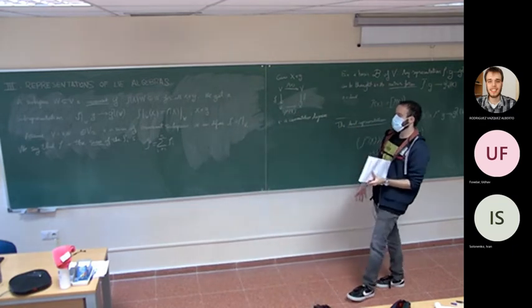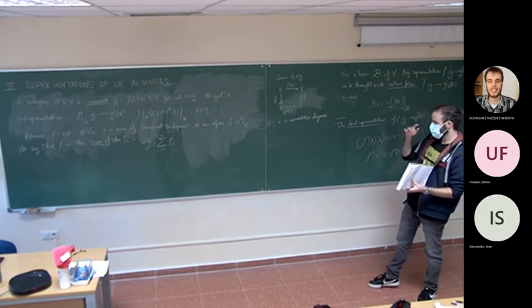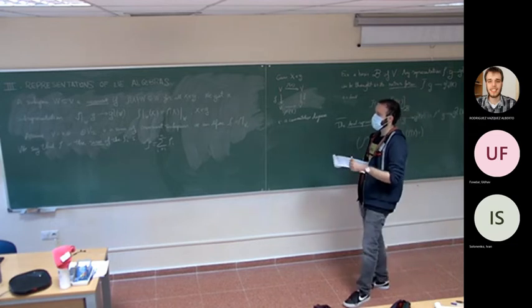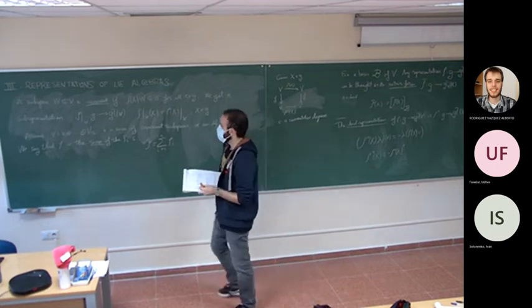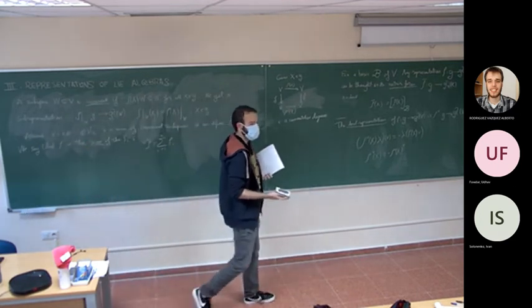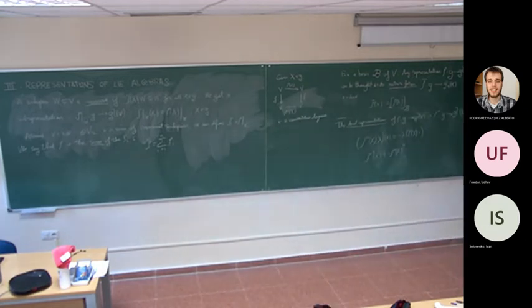And the matter of reducibility and irreducibility and complete reducibility is simply defined by the behavior of these invariant subspaces, if there exist invariant subspaces or not, and also if invariant subspaces admit complementary subspaces. So it's like a generalization of the definition of a reductive Lie algebra.